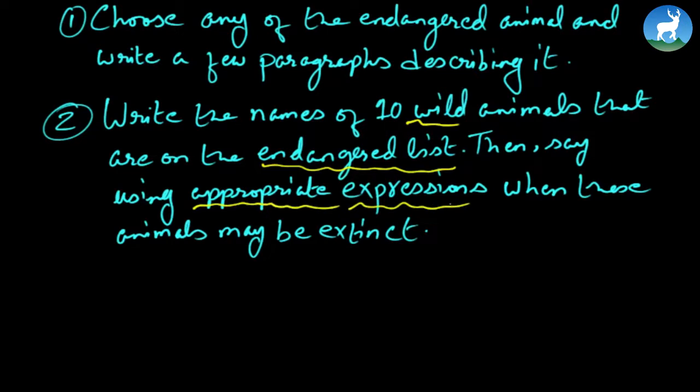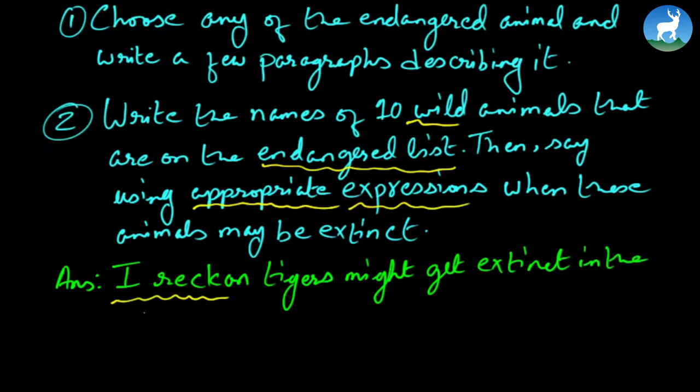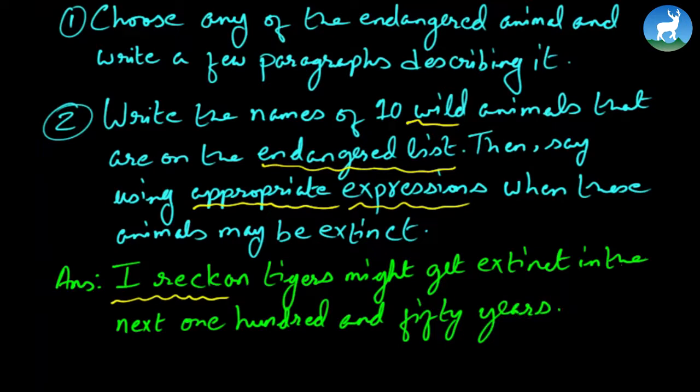Now you're just giving an assumption, but using appropriate expressions, when do you think these 10 endangered wild animals might get extinct? I'm going to do a few, to show how you are going to begin. For instance, you can say, I reckon. Here, I reckon can be understood as an appropriate expression. I reckon tigers might get extinct in the next 150 years.